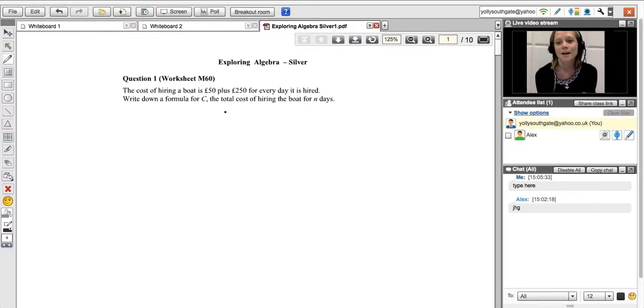Okay, Alex, I've got this sheet up for us on algebra, which is going to help me understand where your problems lie. So, would you read out question 1 for us? The cost of hiring a boat is £50 plus £250 for every day it's hired. Write down a formula for C, the total cost of hiring the boat for n days. Do you think you can do this question?